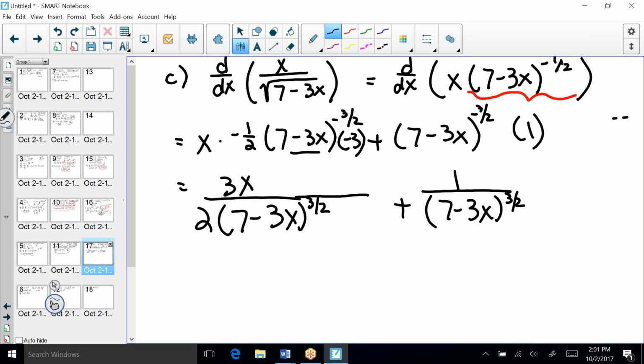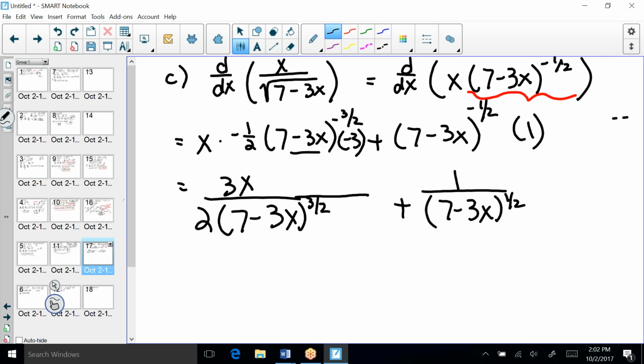All right, I need to fix that second part because I was thinking we were taking the derivative of this part, but when we're using the product rule, we do the first times the derivative of the second plus the second. So I had it right the first time. We just are copying that second function, 7 minus 3x to the minus 1/2 times the derivative of the first, which is 1. So I'm just going to change this to the 1/2 power down here. All right, and that's going to be our answer. So we'll leave it like that. All right, so that's C.